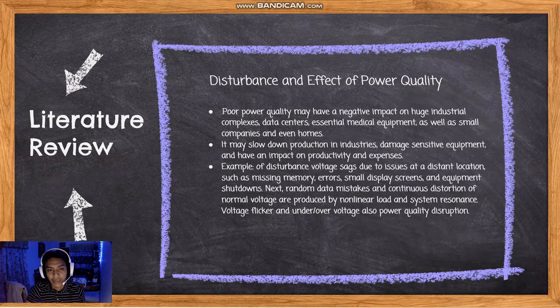Disturbance and effect of power quality. Poor power quality may have a negative impact on huge industry complexes, data centers, essential medical equipment, as well as small companies and even homes. It may slow down production, damage sensitive equipment, and have an impact on productivity and expense. Examples of disturbances are voltage sag due to an issue at a distant location, such as missing memories, errors, small display screen, and equipment shutdown. Next, random data mistakes and continuous distortion of normal voltage are produced by nonlinear loads and system resonance. Voltage spikes and over voltage are also power quality disruptions.